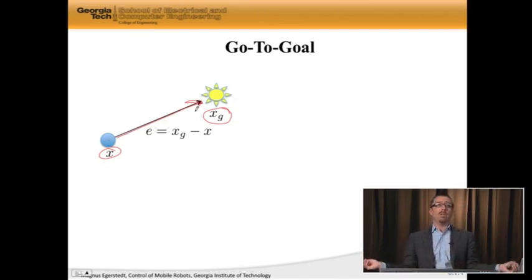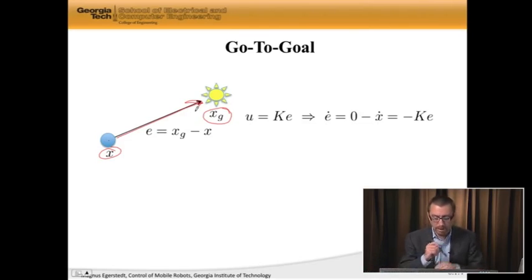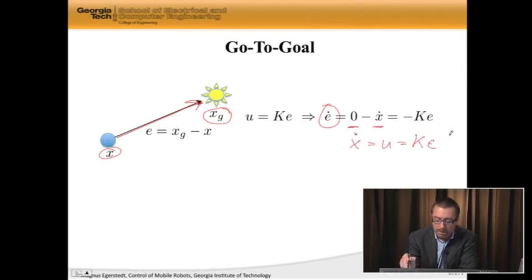So why don't I just put u equal to k times e, some constant k times e? Well, let's see what e dot in this case actually becomes. Well, e dot is x goal dot, which is 0, minus x dot. And x dot, well, that's equal to u, which is equal to ke. So e dot becomes negative ke.